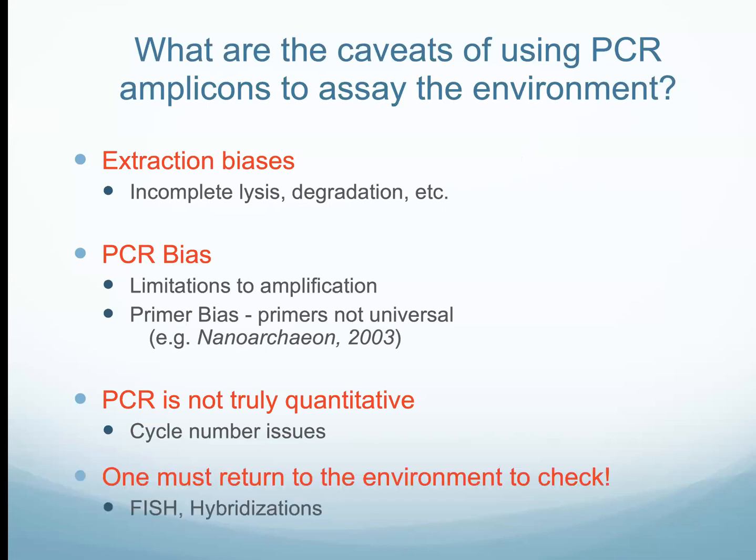Okay. If not, you can always watch the video. And really what I will say is, if you want to count things to be quantitative, you need to go back to the environment. So we're going to talk about some methods, particularly FISH, which can be used to count cells in the environment. You can get PCR results, 16S genes from a sample, design specific probes for that, and then go back and check. We'll talk about that in a few minutes.